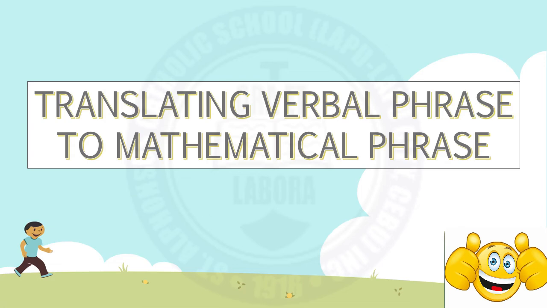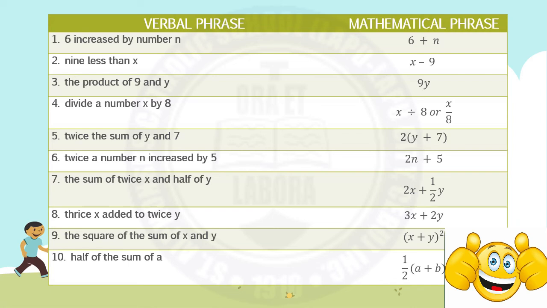Translating verbal phrase to mathematical phrase. So, right now, verbal phrase to mathematical phrase. Verbal phrase: 6 increased by number n. Increased by is the plus. So, 6 plus n. Number 2, 9 less than x. x minus 9. The product of 9 and y. 9y. Divide a number x by 8. x divided by 8 or x over 8.